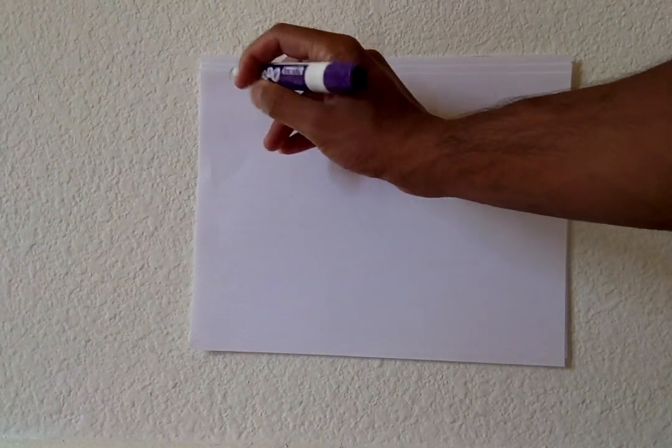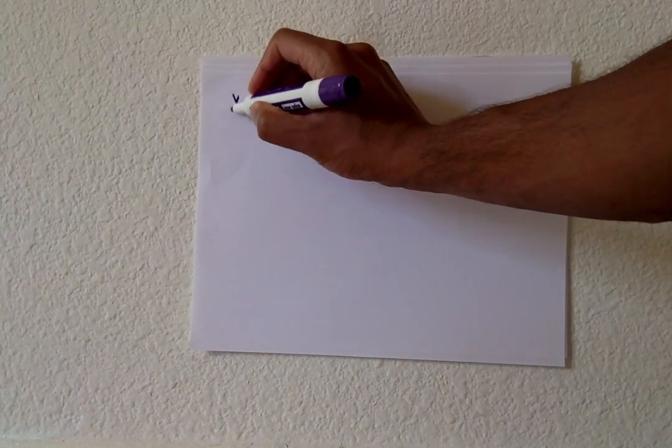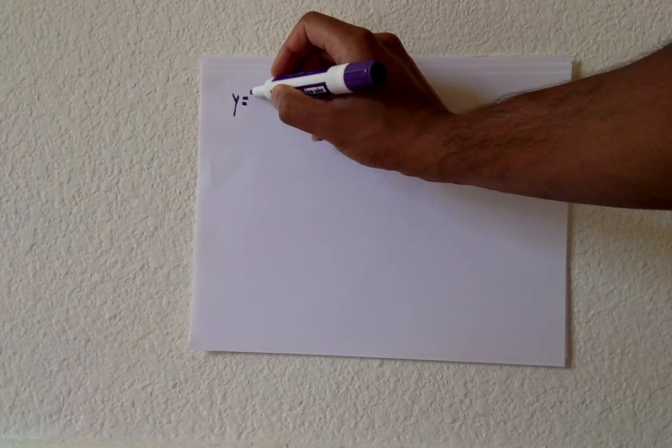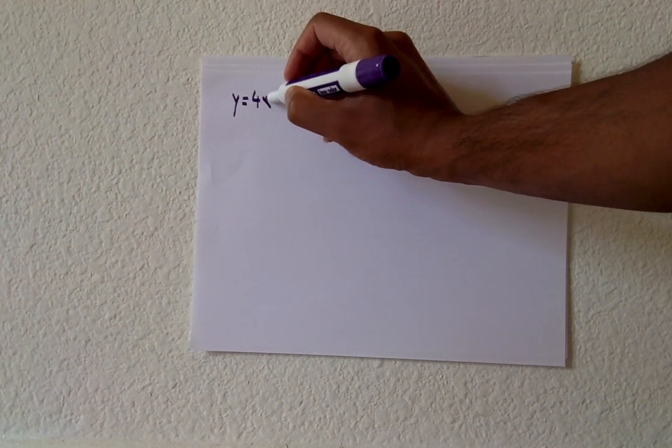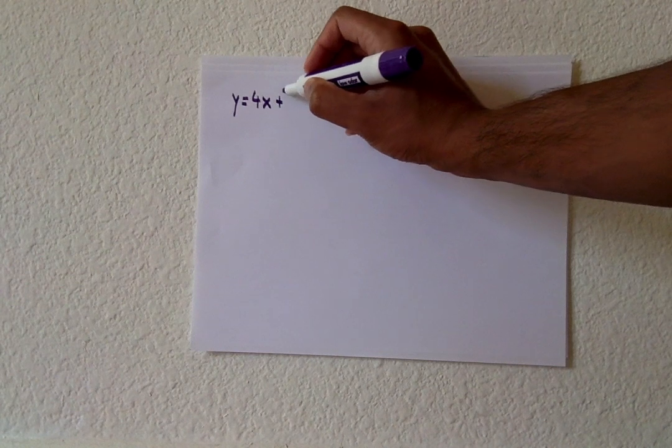Hi everyone. So today we're going to go over the last example of solving a system of linear equations. Let's just get started. So we have two lines. Let's just write the lines out. Let's say it's y is equal to 4x plus 10.